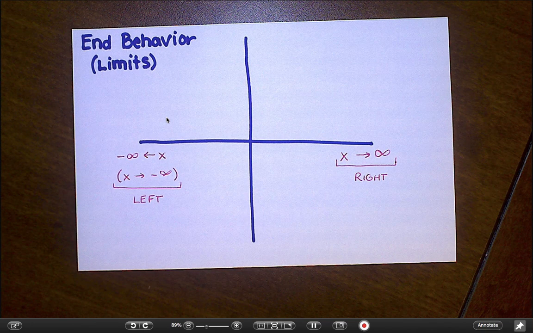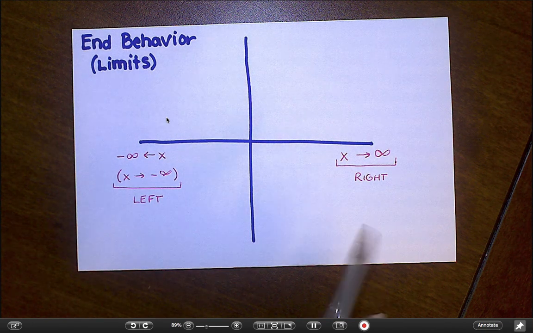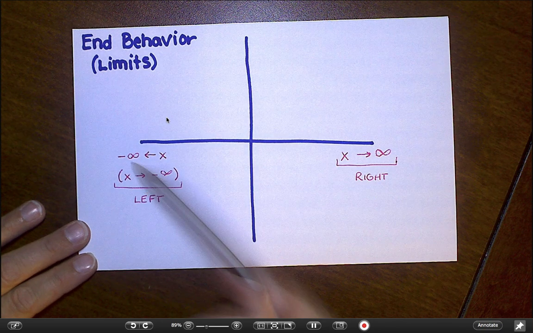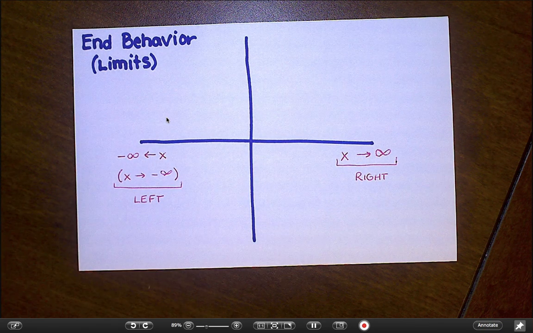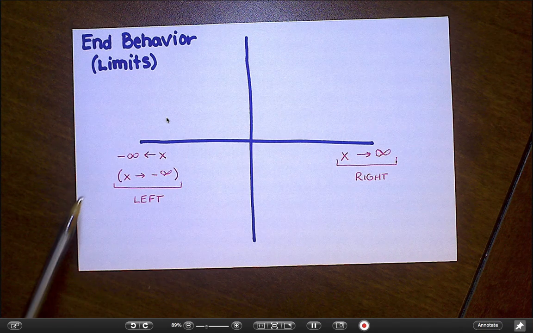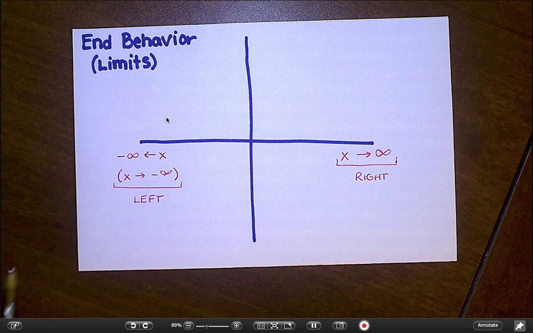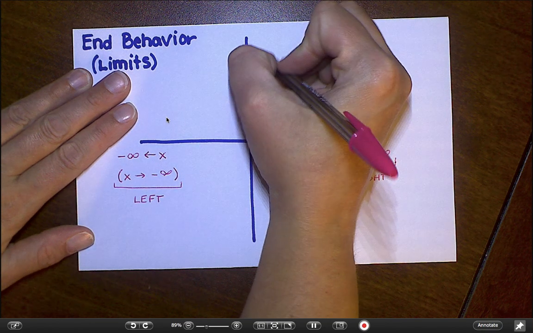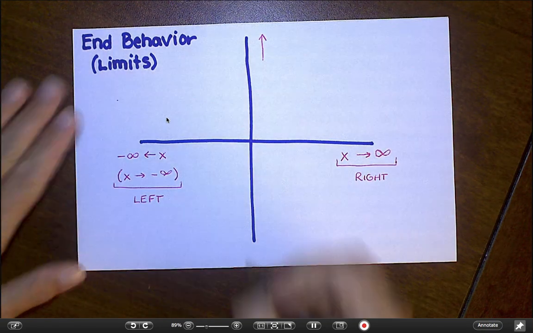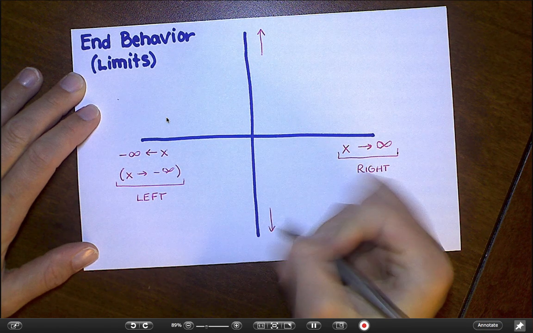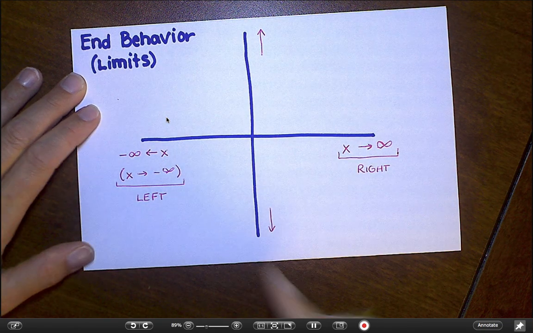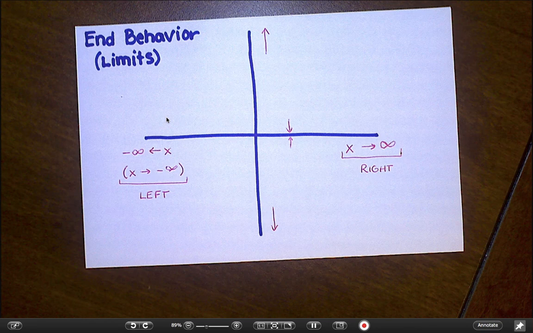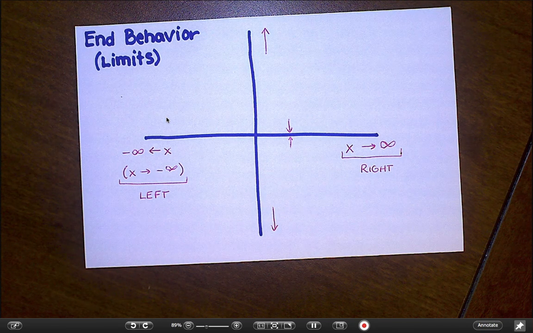Okay, so what the questions actually are asking you is, as x goes to infinity or as x goes to negative infinity, meaning as you move to the right or left, what's happening to your y values? And for right now, everything we've looked at is going to do one of three things. It's going to go up forever. It's going to go down forever. Again, we're talking along the y-axis here. Or it's going to come in towards the center. Okay, it's going to come closer and closer to the middle.